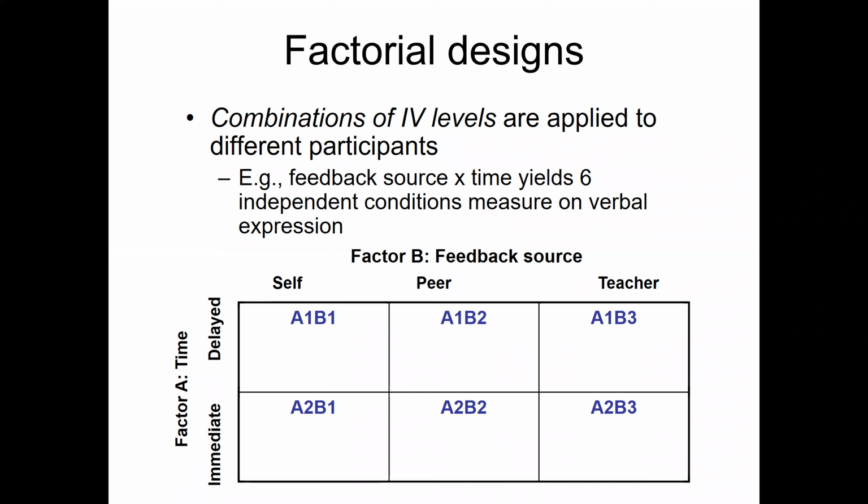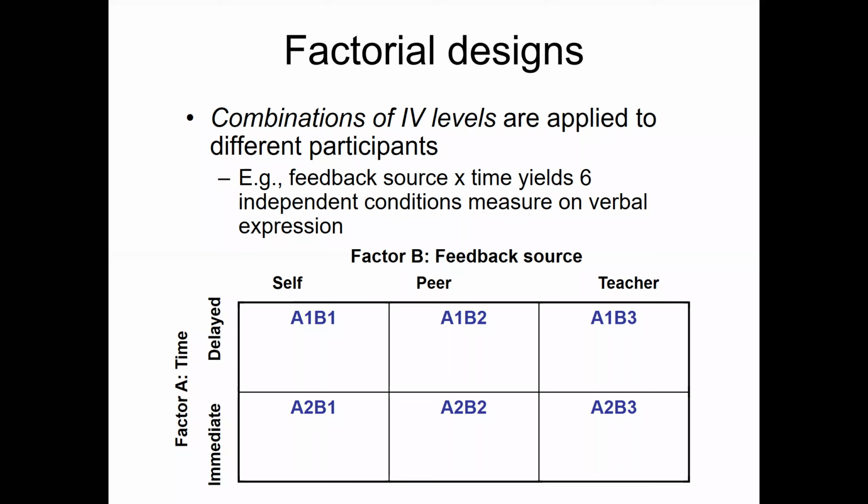So what we have here is an example that we're going to be looking at multiple times in this presentation, when you have two independent variables. We're calling them factors. One of them is source of feedback, and one of them is time of the feedback. So factor B is feedback source. There are three groups for factor B: self, peer, and teacher. And factor A is the time of the feedback, which can be immediate or delayed.